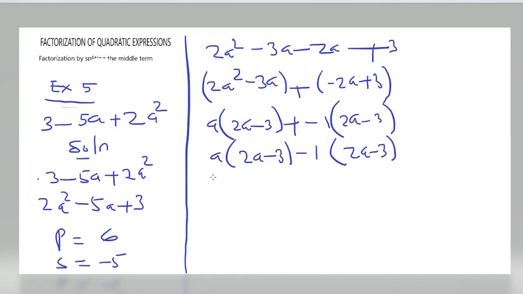Now conclusively I can say that it is a minus 1, and I will take one of them, and as I've told you, they should be common, should be the same. Okay, this is the final answer of this question.